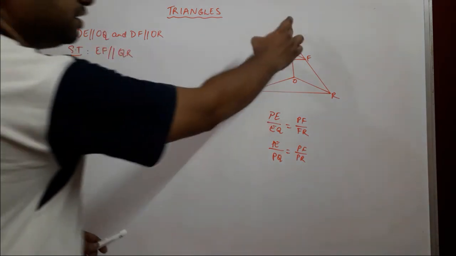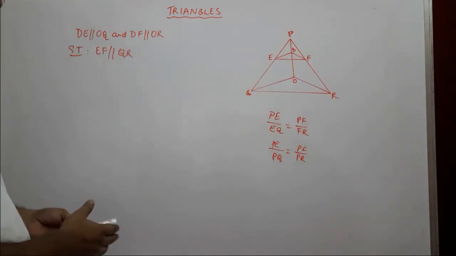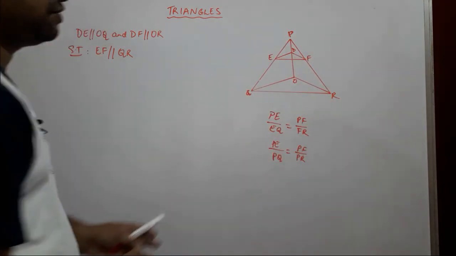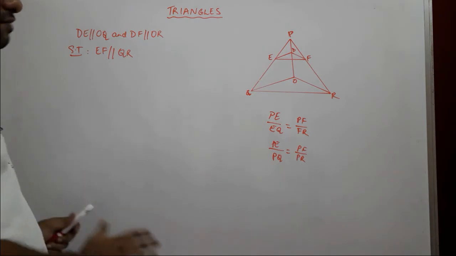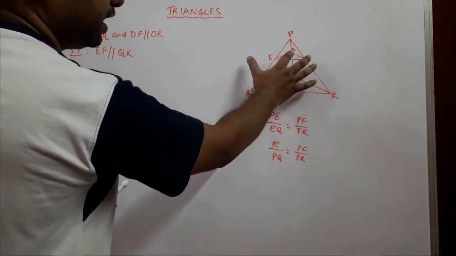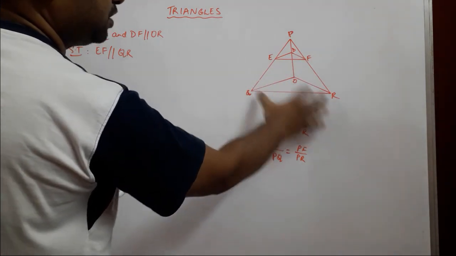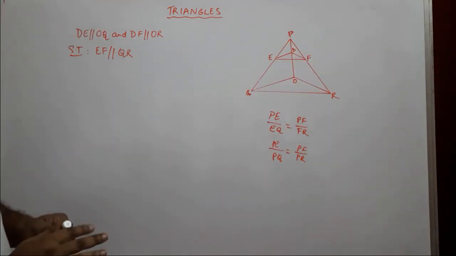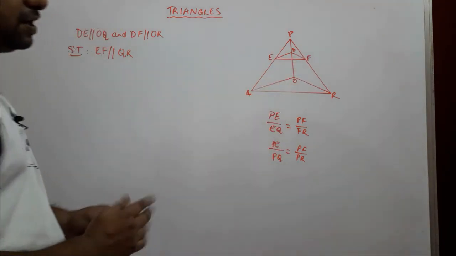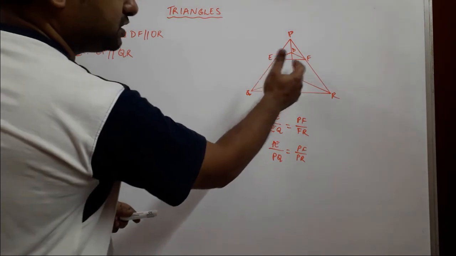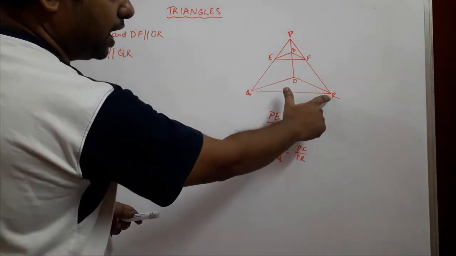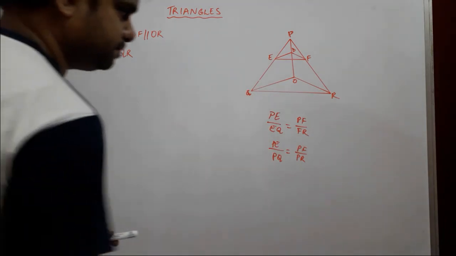So we can't directly go to this big triangle because we haven't been given big specifications of the triangle. The only thing we have been given is that DE is parallel to OQ and DF is parallel to OR, which we can't use in entire triangle PQR. But if you have a look, we can break down this complicated looking structure into two simple triangles, that is POQ and POR. So let us do that.